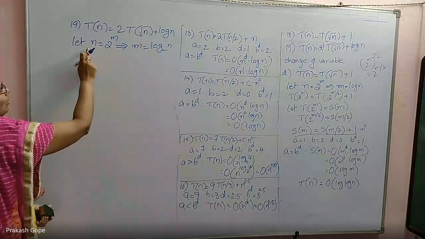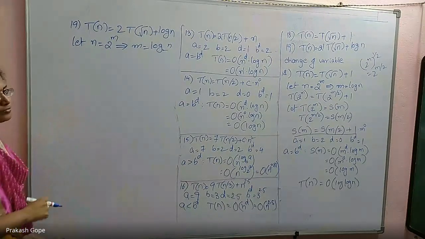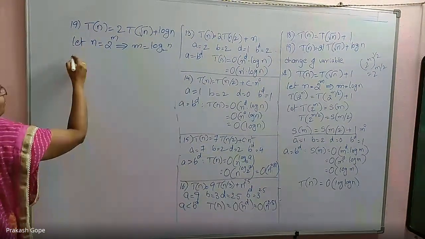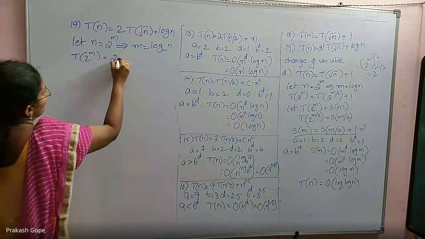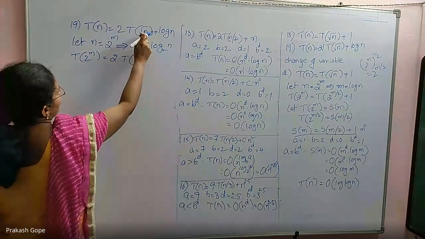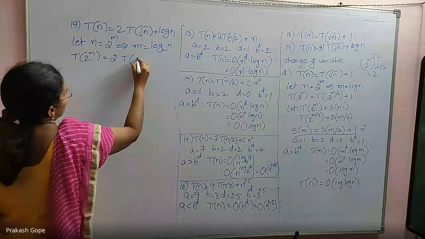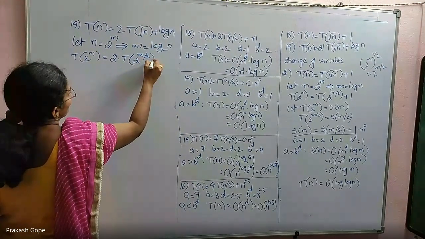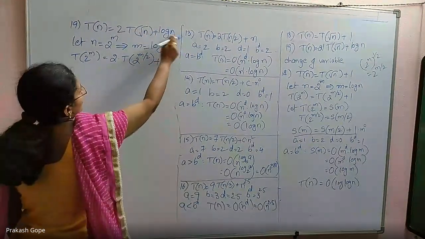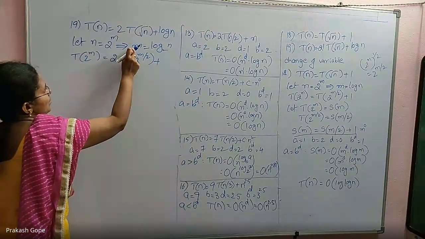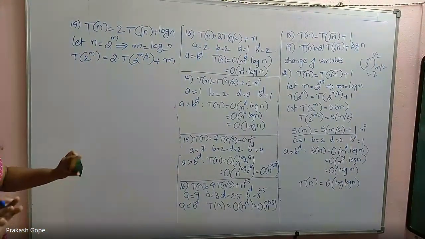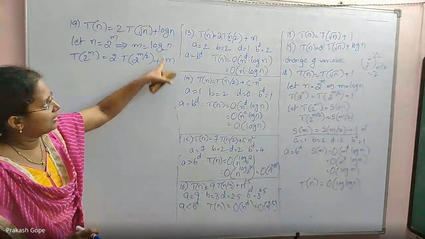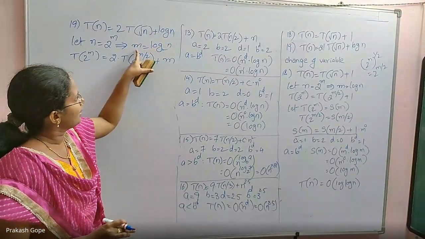So substitute back. T of 2 power m is equal to 2 into T of 2 power m whole power 1 by 2, so it is 2 power m by 2, plus, what is log n? Log n is nothing but m. So substitute it, because we changed everything to m. We should not have n inside again. Log n means m.